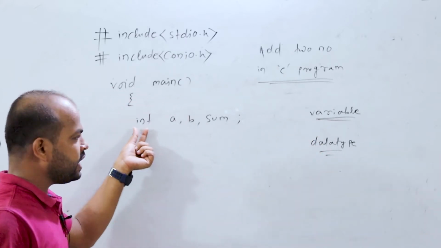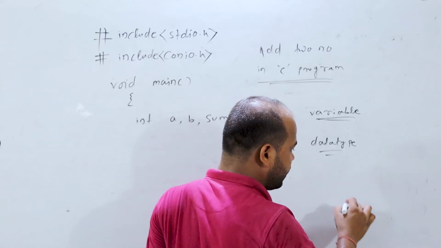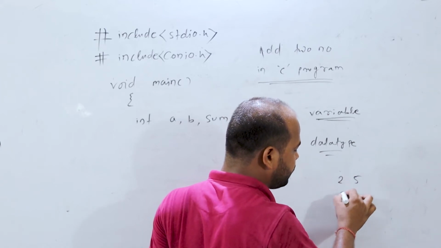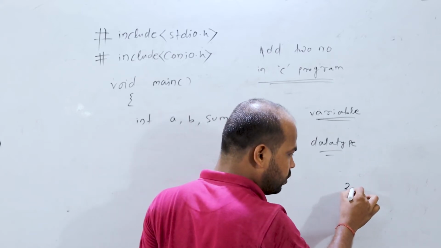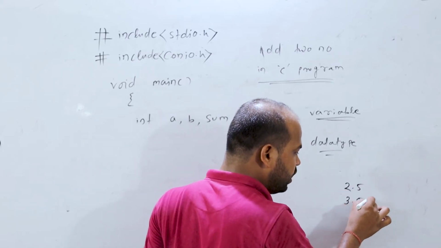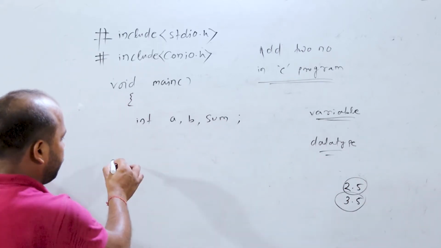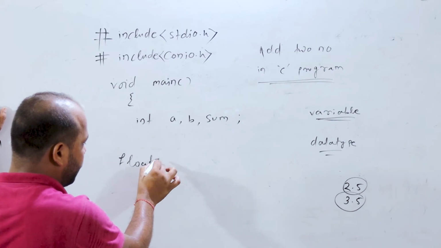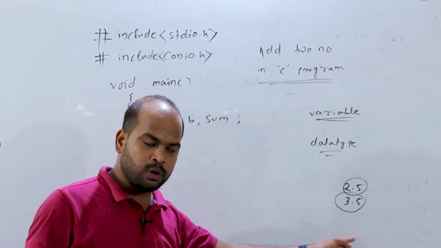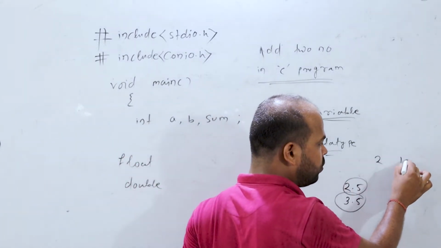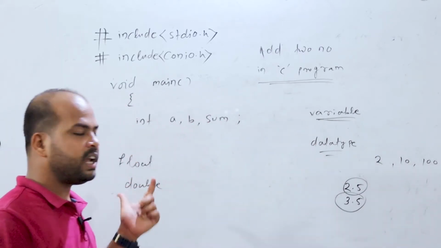So if I declare the integer data type, then we can store normal digits, like 2, 5, 10. You can insert such types of numbers, not point values. If we want to insert point values, then we can use data types like float or double, to insert point type values. But in case of normal values, we can take an integer type variable, integer data type.